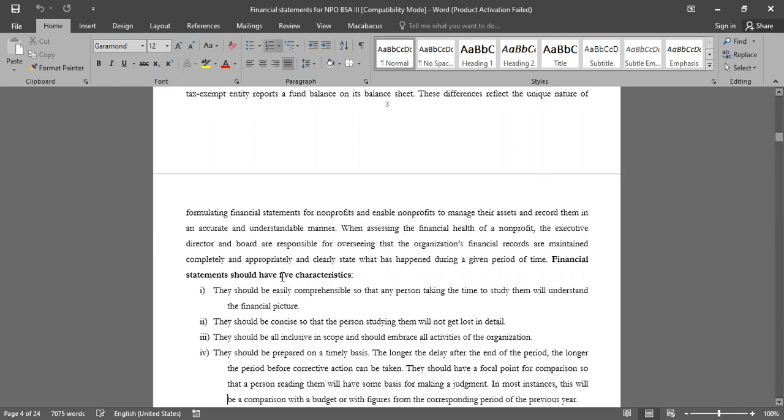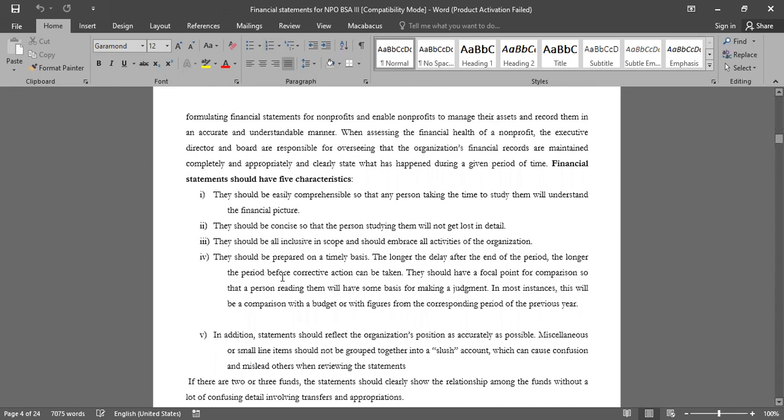Okay. Then we have characteristics of financial statements, and financial analysis of statements, the cost unit. The characteristics are different from these ones. So try to appreciate that they're different. Now here, there are five and they include the following.